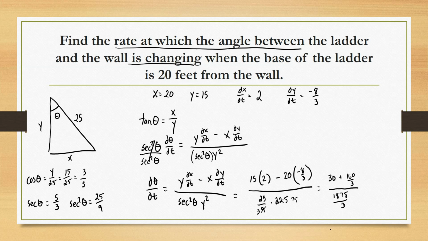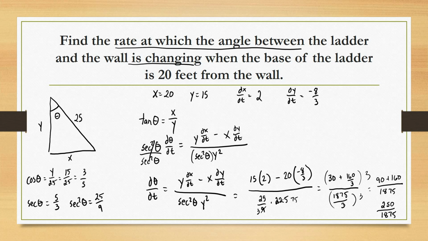So we're going to multiply everything times 3 because that's the common denominator. So multiply this by 3, multiply this by 3. So we get 90 plus 160 all over 1875. So this is 90 plus 160 is 250 over 1875. Well, right away I can see they're both divisible by 5.